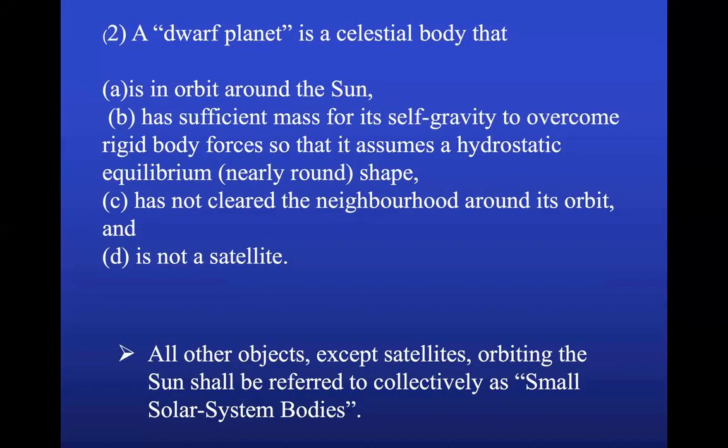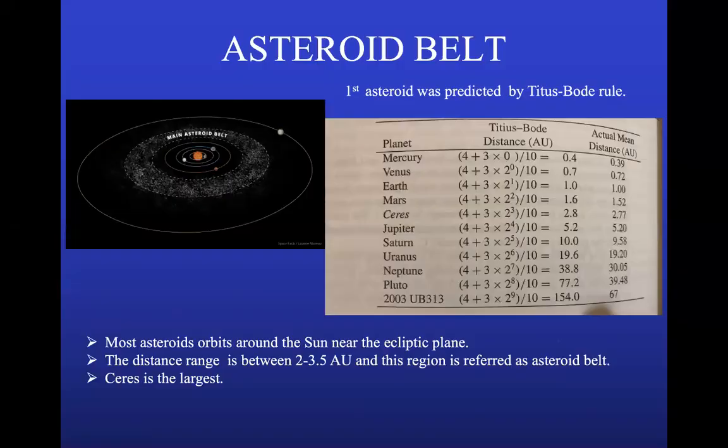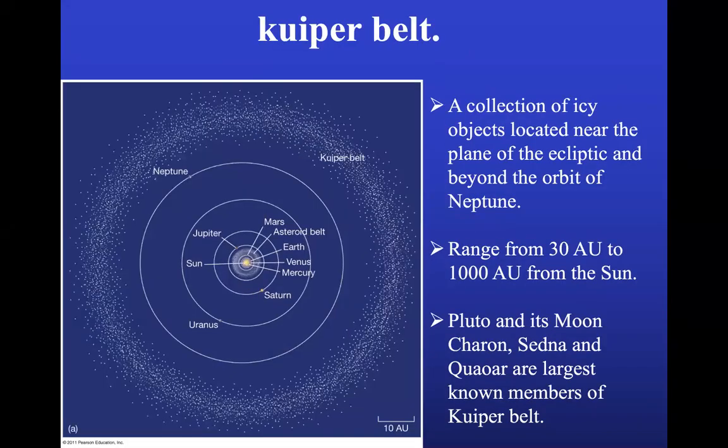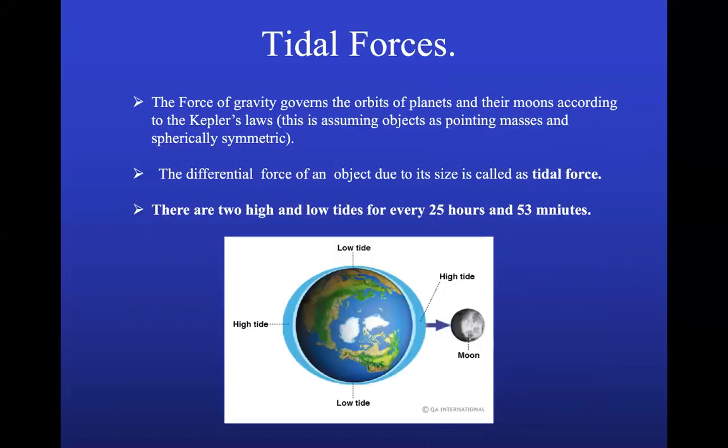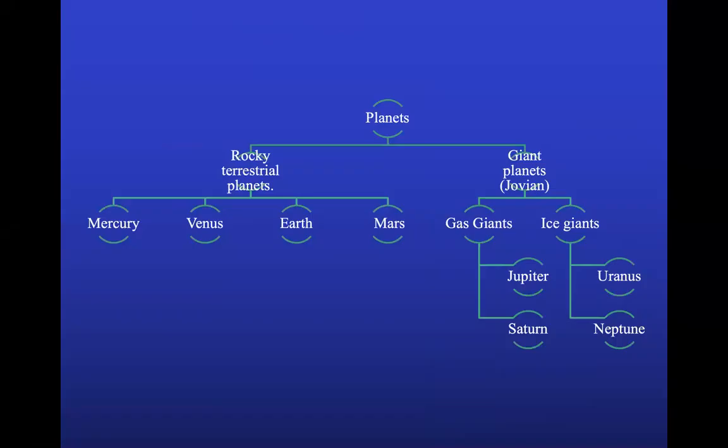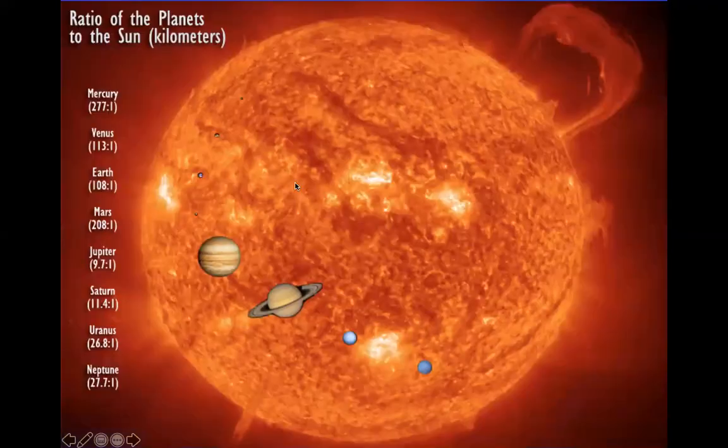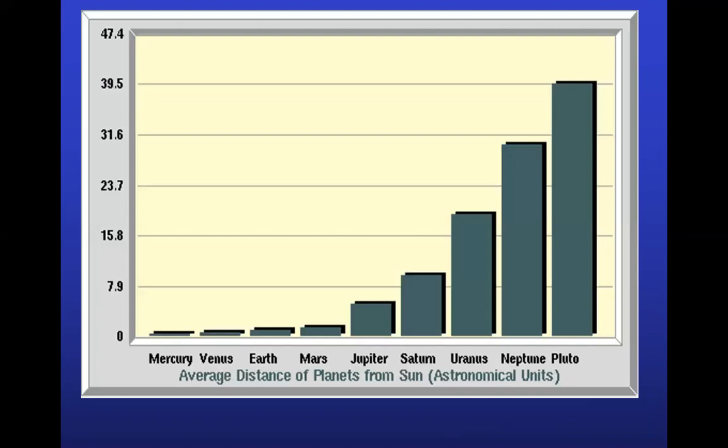So we basically defined how we define a planet and how we define a dwarf planet. Then we talked about the asteroid belt, which is located between Mars and Jupiter. Then we talked briefly about the comets and Kuiper belts. Tidal forces we have talked about even before. Then I showed you this diagram of how the planets are divided into different categories. And then we talked about the scales of the planets compared to the sun and different properties of the planets.